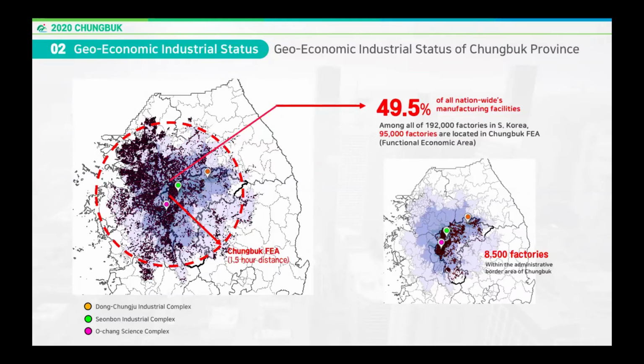Because Chungbuk Province is located in the center of Korea, its functional economic area, which is the area that can be covered by car within 1.5 hours, includes 49.5% of all factories in Korea. This means that companies located in Chungbuk are able to form strong business relationships and have close cooperation with almost 50% of all manufacturing facilities in the country.